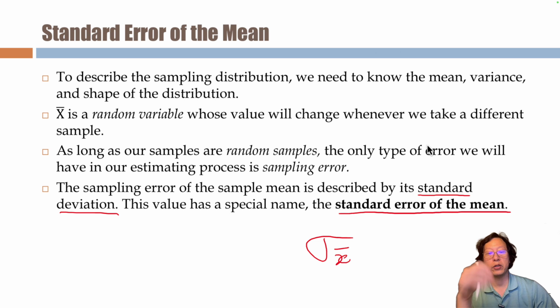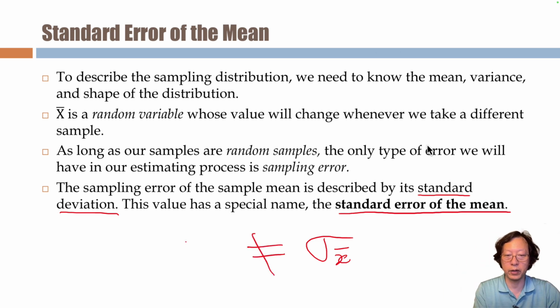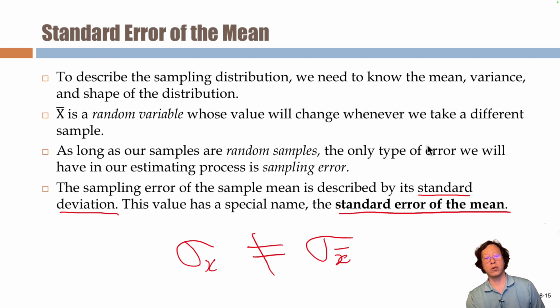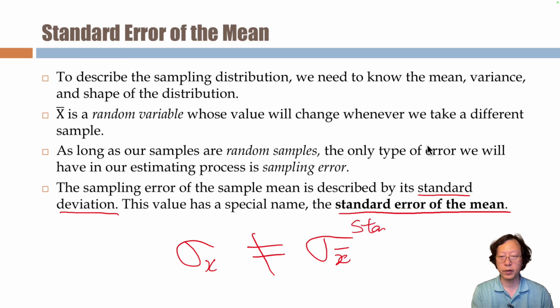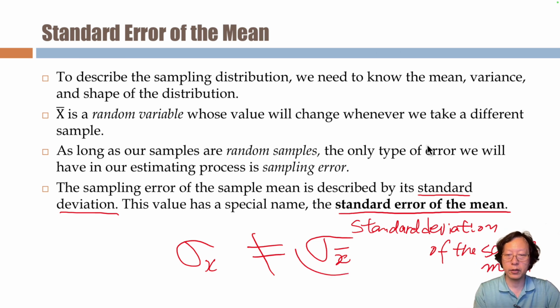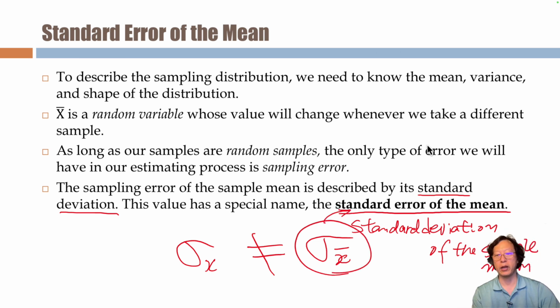So what is the standard deviation of x bar? This will be different than the standard deviation of x, right? The original population has a standard deviation, but we are not talking about that. But if you collect a sample and calculate the sample mean, what will be the standard deviation of the sample mean? That is this number, and that is what we call the standard error of the mean.